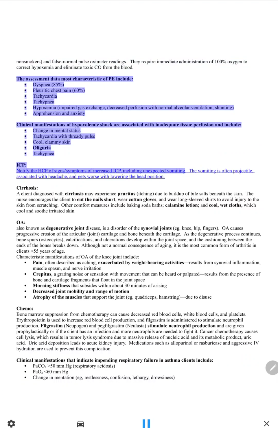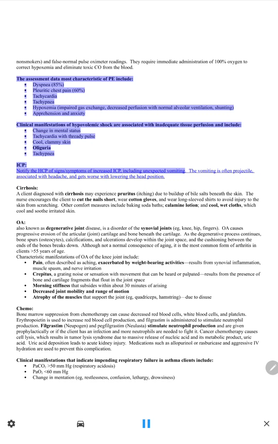The assessment data most characteristic of PE include dyspnea, 85%, pleuritic chest pain, 60%, tachycardia, tachypnea, hypoxemia, impaired gas exchange, decreased perfusion with normal alveolar ventilation, shunting, apprehension and anxiety. Clinical manifestations of hypovolemic shock are associated with inadequate tissue perfusion and include change in mental status, tachycardia with thready pulse, cool, clammy skin, oliguria, tachypnea.